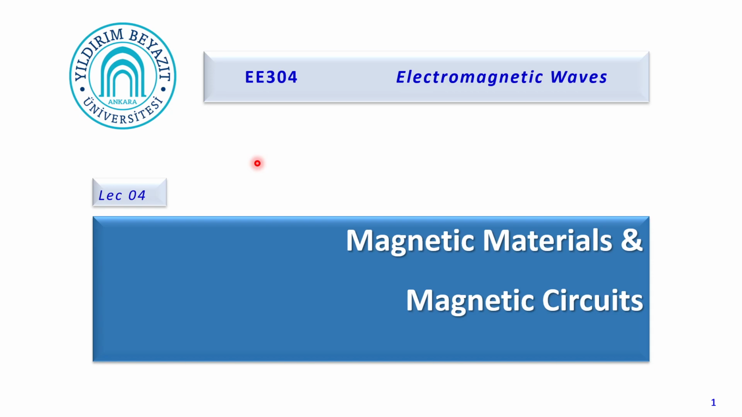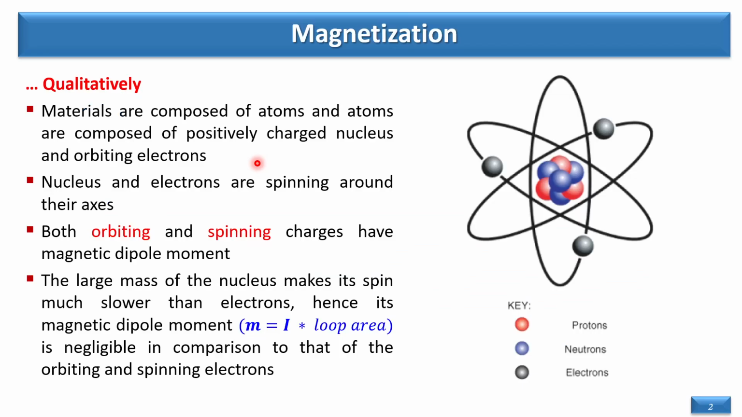In this lecture number 4 in electromagnetic waves, we're going to talk today about magnetic material, magnetization, and the magnetic circuits. In a descriptive way, the material is composed of atoms. Atoms are composed of electrons and a nucleus. The electrons are moving in two kinds of motions.